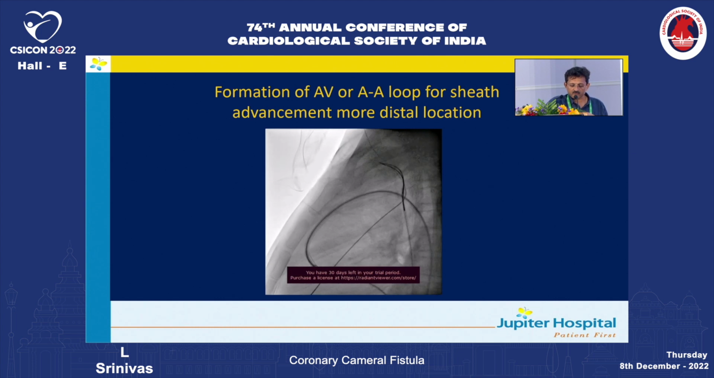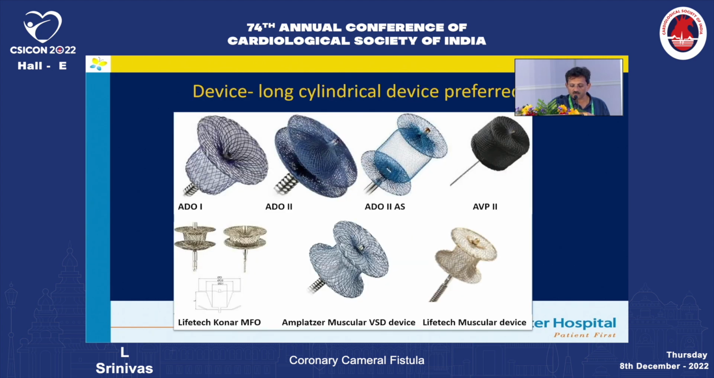Sometimes even your sheath positioning may be a problem. Then you may have to form an aorto-arterial loop in this patient so that we can position the sheath in a more distal location. These are the device armamentarium that's available for AV fistula device closure.